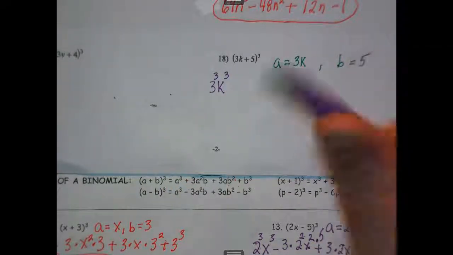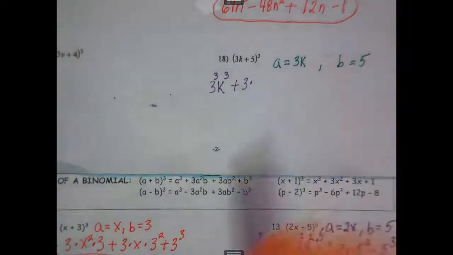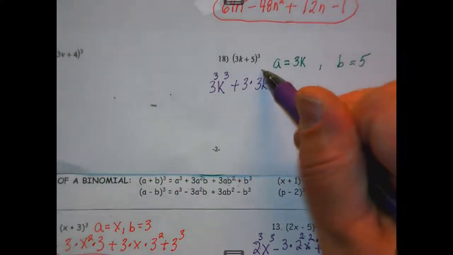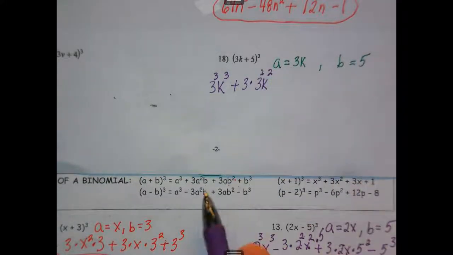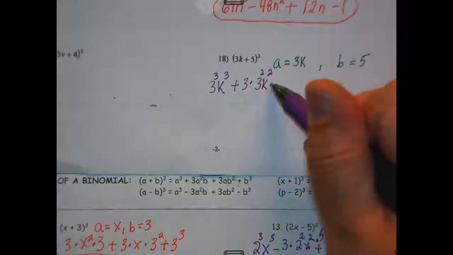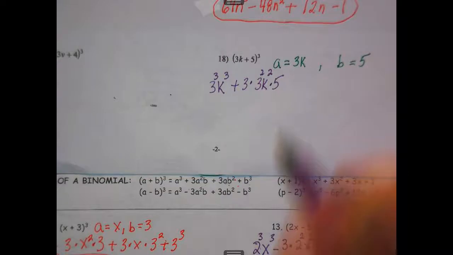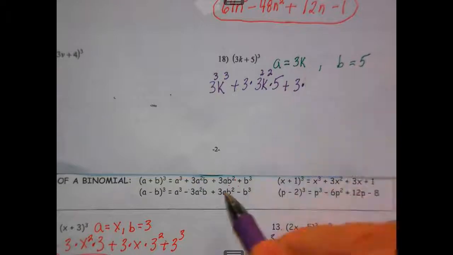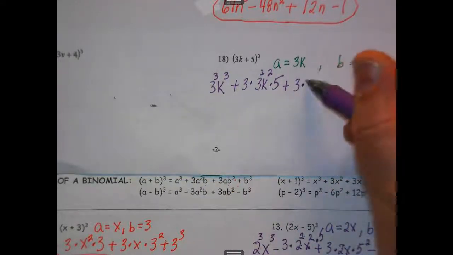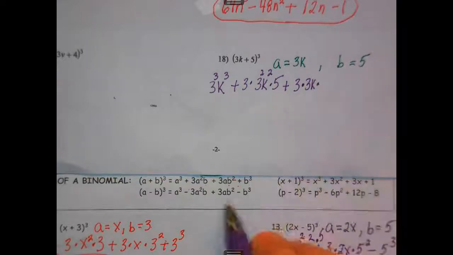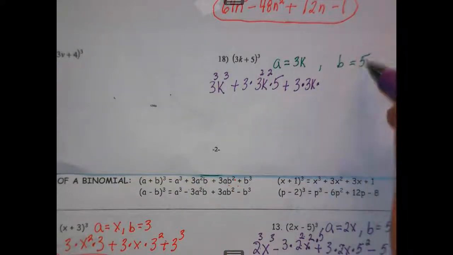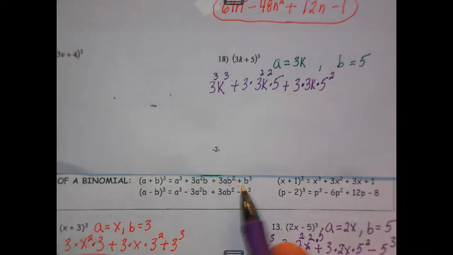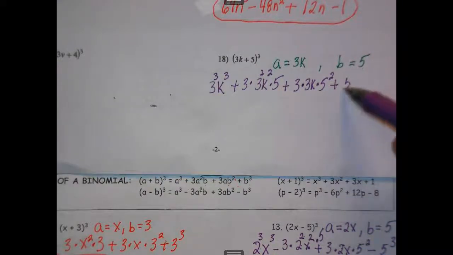Plus 3 times A squared. So here's my A squared, times B. Plus 3 times a, which is 3k, times b squared. B is 5 squared. Plus b cubed.